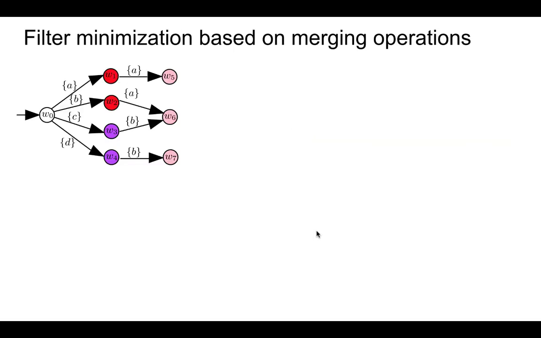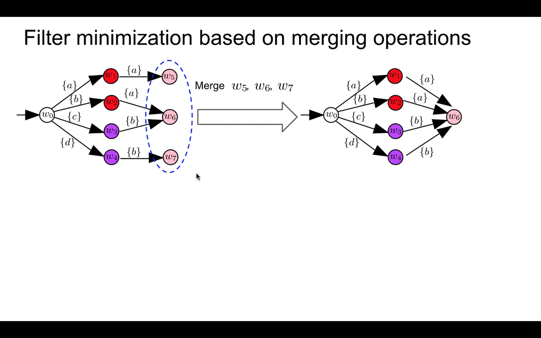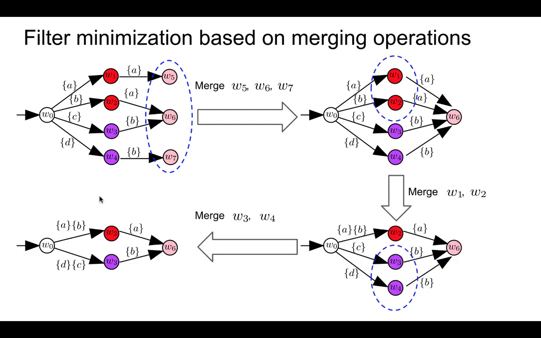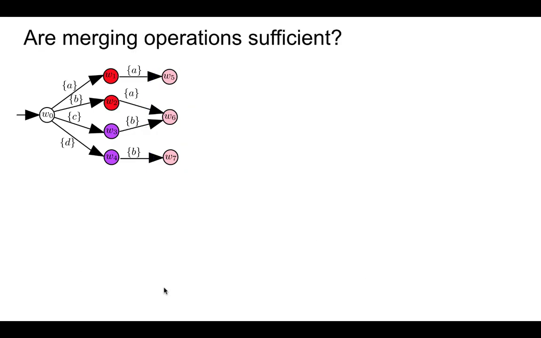Let's think about how to minimize a filter. One of the most popular approaches used by the existing work is trying to merge the states. Here is an original filter with 8 states. It's trying to merge the states with the same color. We first merge the pink, then the red, and finally the purple. We get a minimizer with 4 states. But are the merging operations enough for us to reach a minimizer for any input filter? The answer is no. Here is an example.